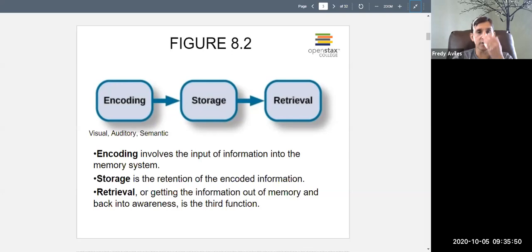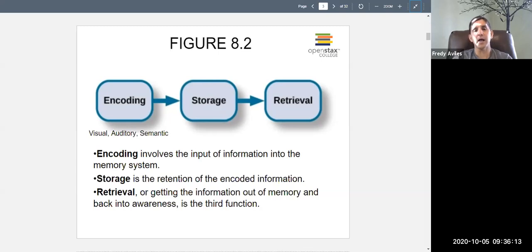You can also encode the information in an auditory way, right? You can use rhythm and rhyme. You can turn things into a little song to help you remember something. Remember, right, when you were learning the alphabet and there was that little song? That helps you encode the information. Okay, so when you encode the information, you're doing something to the information to help get it into memory.